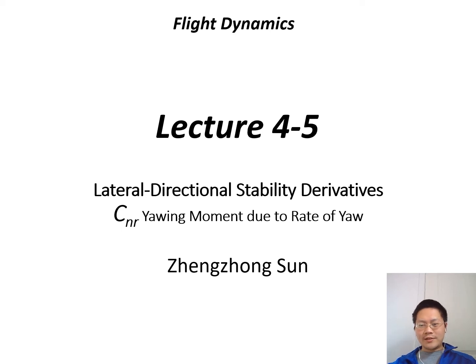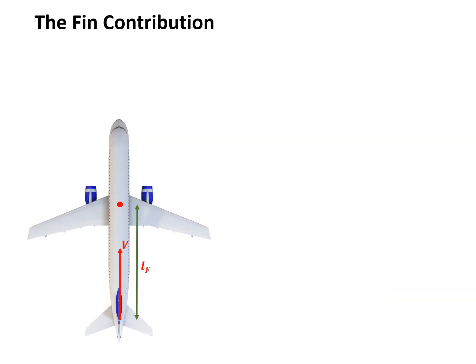In this mini lecture, we will derive another lateral directional stability derivative, CNR, which is the yawing moment change due to rate of yaw. Similar to the stability derivatives we've derived before, this CNR also has several contributions. One is contributed from the fin, the other is contributed from the wing. In this slide, we'll look at the fin contribution to CNR.